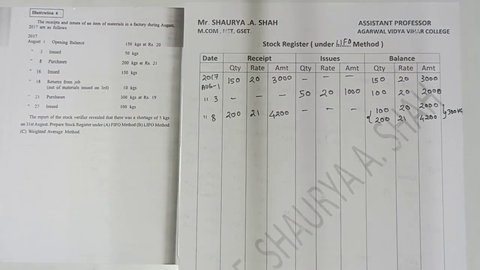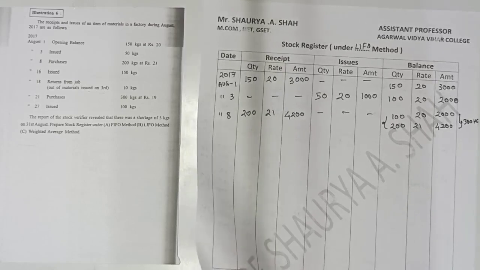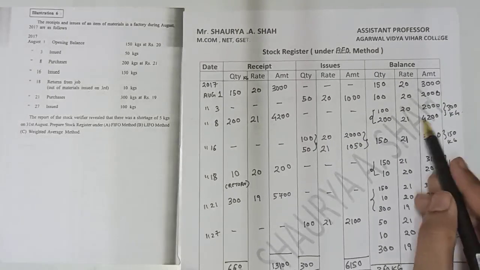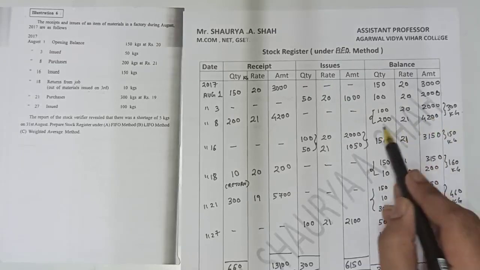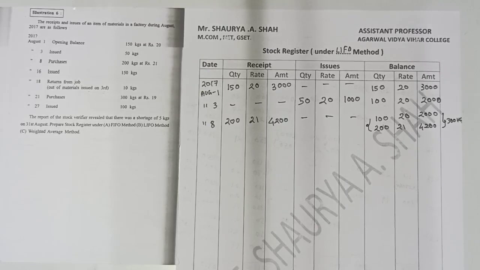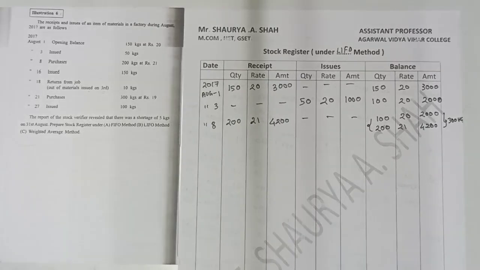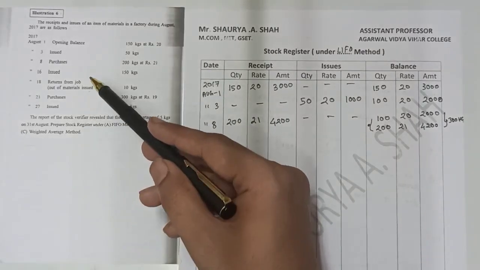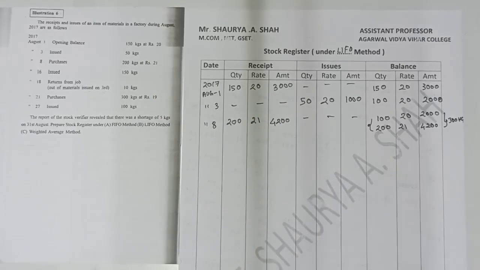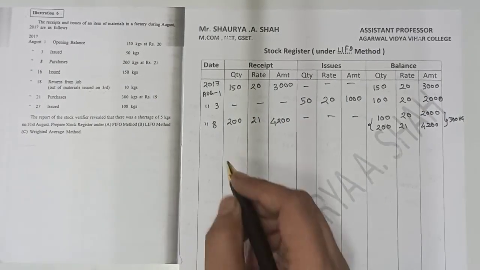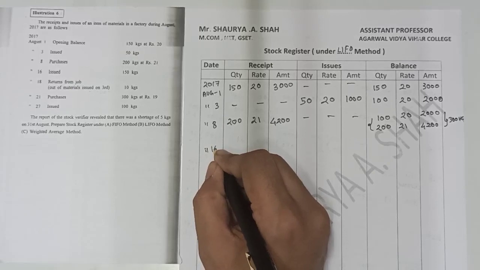Now students, it is the LIFO method, right? So till here it was the same as in your FIFO also, right? As you can see, 2000 and 4200 and 300 kg. So for your first transaction, the sum always will remain the same. There will be no change. The question only arises when you start issuing after having separate kinds of materials, right? So we'll see again on 16th of August.